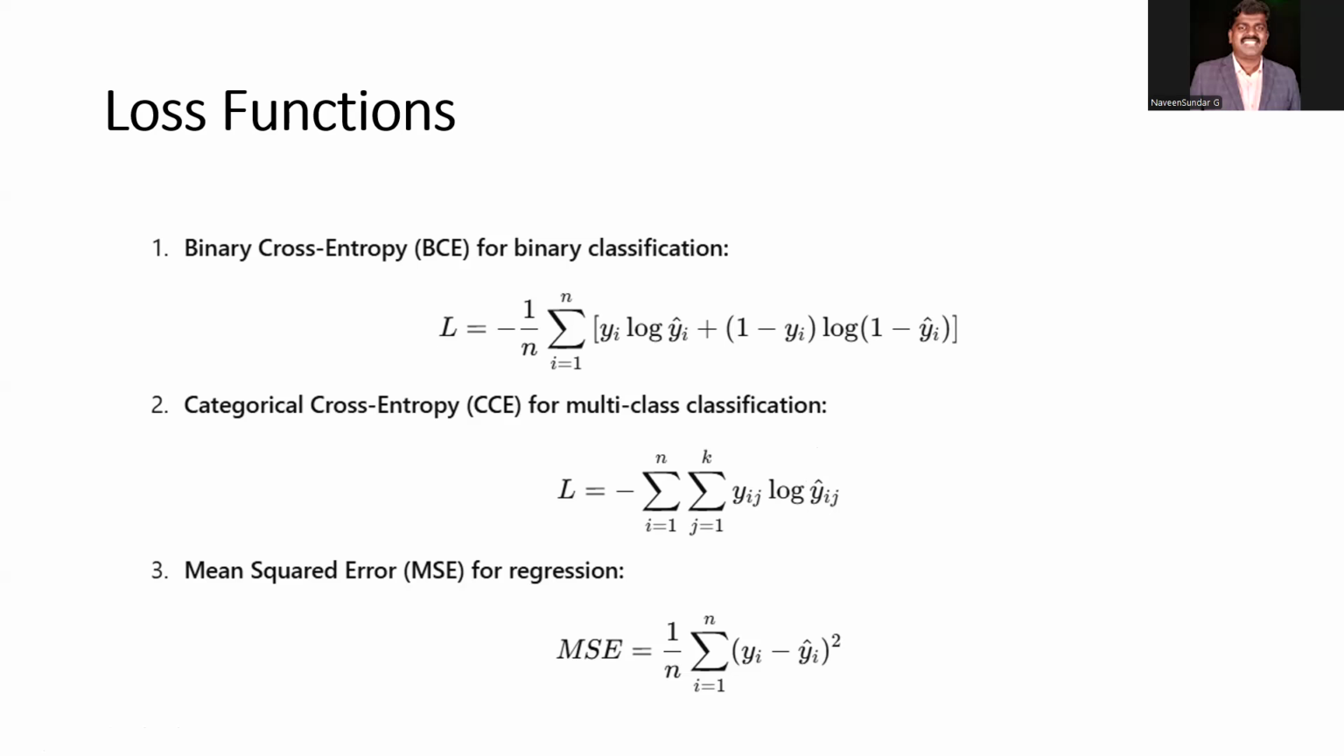For mean square error, used in regression, we take 1 by n, where n is the number of values in that particular column, times the summation of i equal to 1 to n of yi minus yi hat, the whole square. Either yi hat or yi can be put first, because even if it is a negative value, we square it so it becomes positive. That is how we find the mean square error.